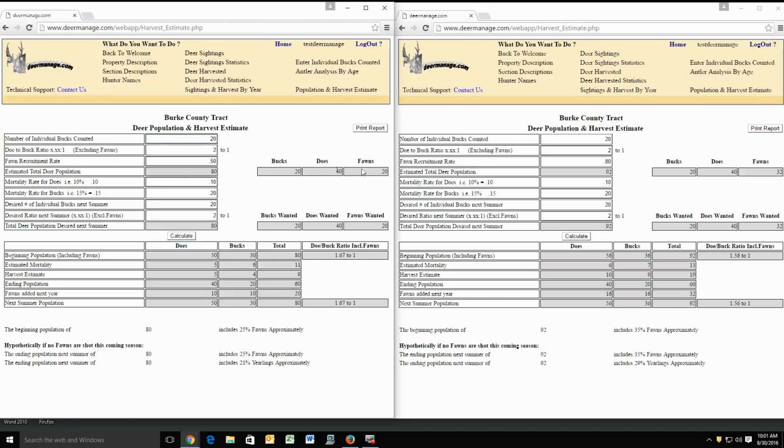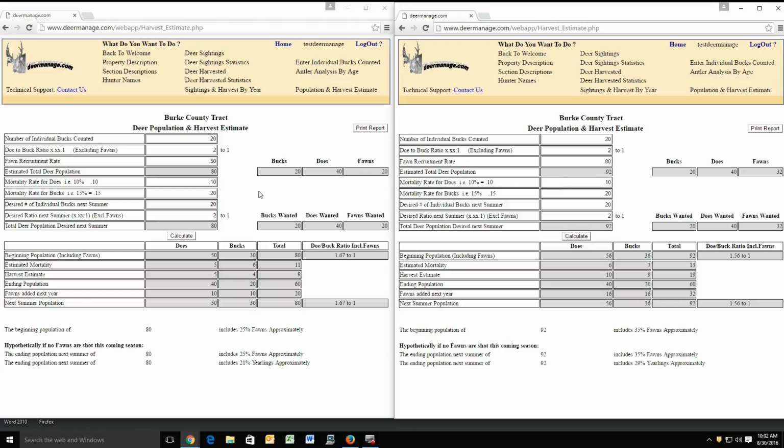I'm going to go over to this property here that also has 20 different resident bucks, doe to buck ratio 2:1, but they have a fawn recruitment rate of 0.80. We'll leave their mortality rate 10% for does, 20% for bucks. They also are happy with their deer population, so they'd like to end up with 20 bucks on their property and a 2:1 doe to buck ratio. So what happens on this property with the higher recruitment rate? They're looking at approximately 92 deer.